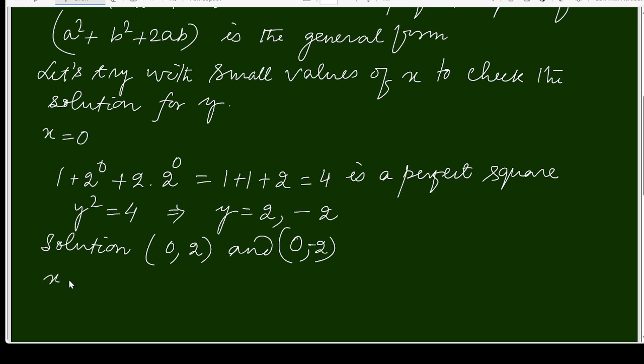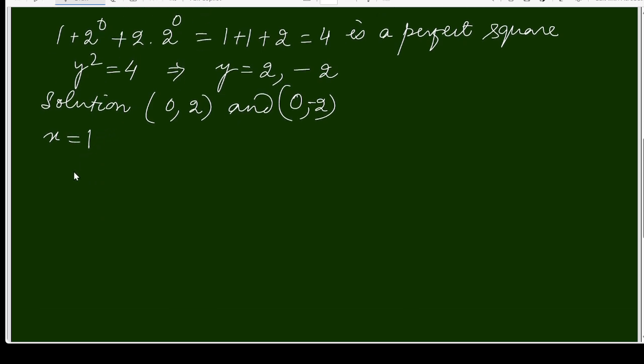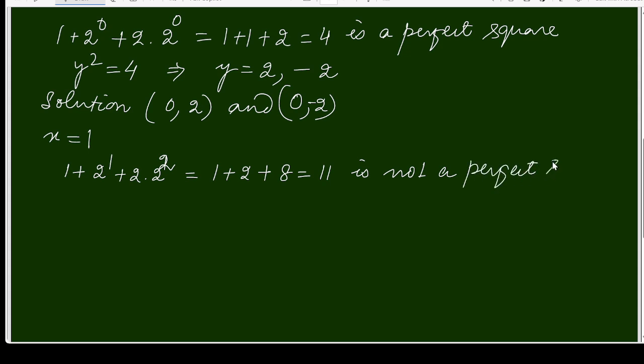Now next is case 2. I am taking x equal to 1. For x equal to 1, I'll get 1 plus 2 power 1 plus 2 into 2 power 1. Sorry, it is 2x plus 1, so it should be 2 power 3, which is 8. So 1 plus 2 plus 8 equals 11. 11 is not a perfect square. So x equal to 1 is not a solution.